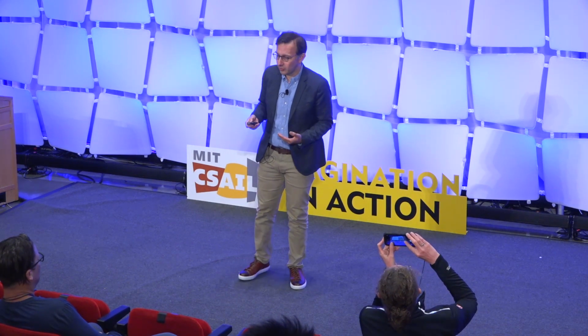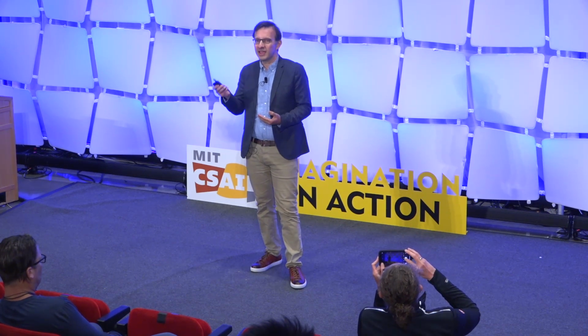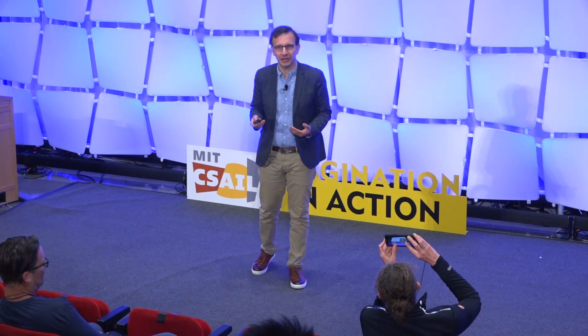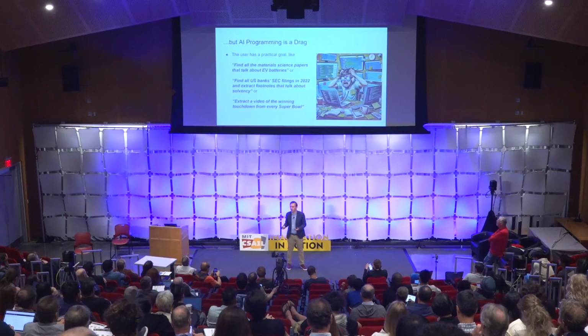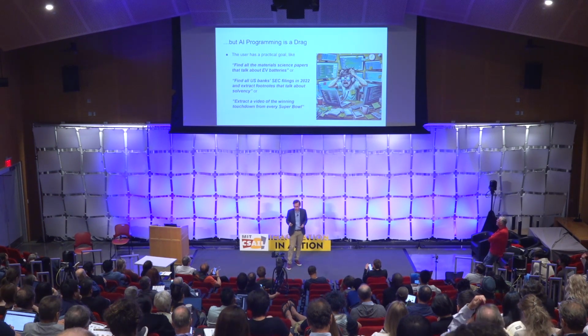Maybe you're trying to find all the SEC filings from all the US banks in a particular year and look at their footnotes to see if you can find anything about their likely solvency in the next year. Or maybe you want to find a video of the winning touchdown in every single Super Bowl. All of these are questions that would previously have been very difficult to answer. Now they're quite reasonable to do with the models that we have at our disposal.